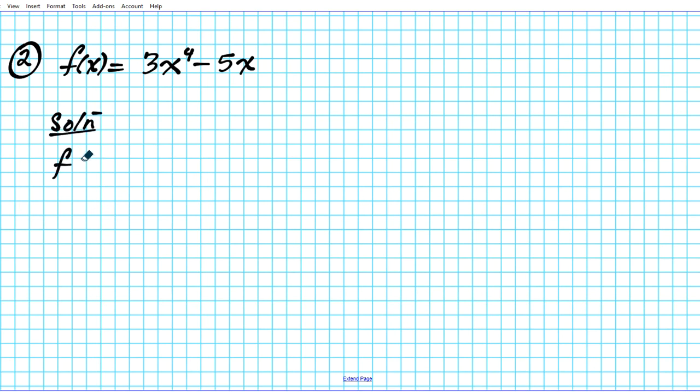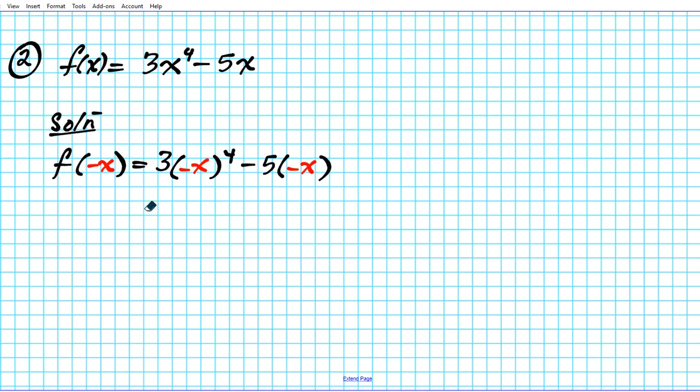Alright, let's try another example. Question 2. Let's say we have the function f of x equals 3x to the fourth minus 5x. Okay? Alright, so how do we do this? Well, we're going to use a test. We're going to compose the function with negative x. So that basically means we're going to substitute negative x for all the x's in the function. Alrighty. If we do that, we have 3 times negative x to the fourth minus 5 times negative x.